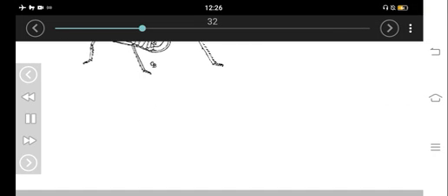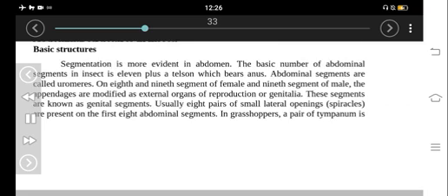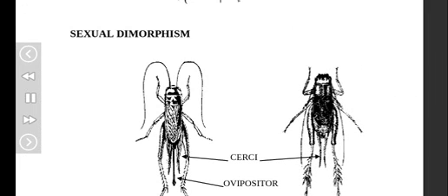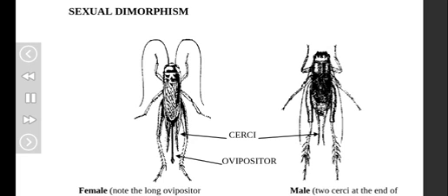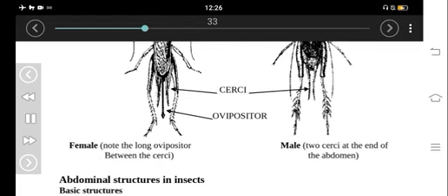Modifications of the ovipositor. Sexual dimorphism. Female: note the long ovipositor. Male: 2 cerci at the end of the abdomen, with a structure between the cerci. Abdominal structures in insects. Basic structures. Segmentation is more evident in the abdomen.